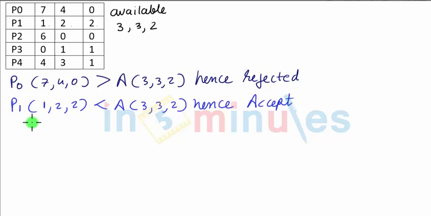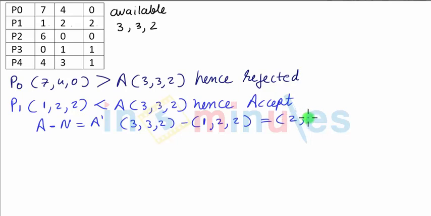When P1 gets the resources, available minus the need would be the new available. So basically it works like this: 3,3,2 minus the need, that is 1,2,2. So the new availability would be 2,1,0. After P1 gets over, P1 releases resources.